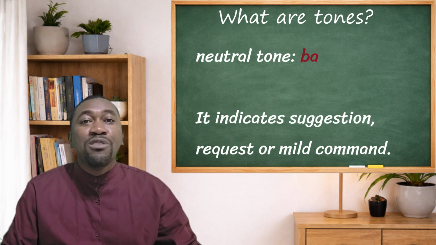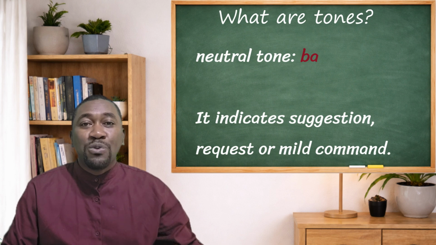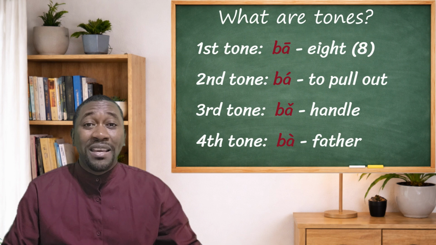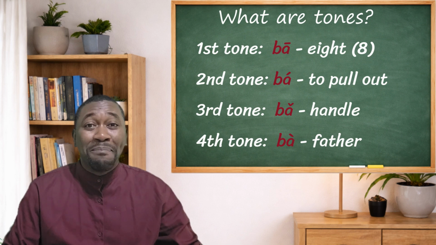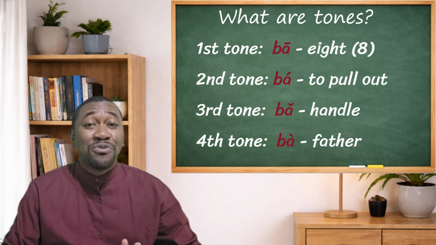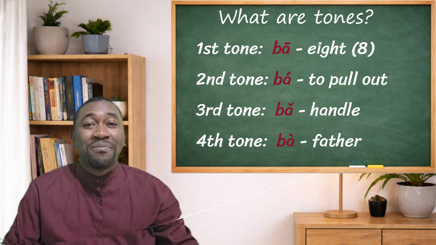There's also a neutral tone, ba, and that's normally used at the end of sentences to indicate a suggestion. But we'll get more into it later. So here we see the same spelling, but completely different meanings, all because of the tones. So yes, tones really matter in Chinese. In summary, Chinese has 4 main tones and 1 neutral tone. And now we're going to look at them one by one.